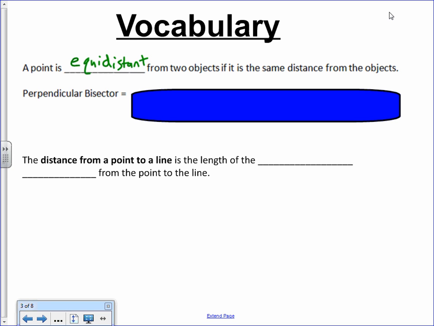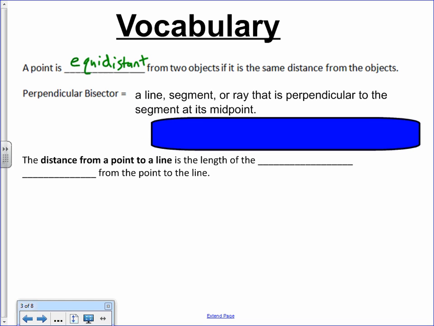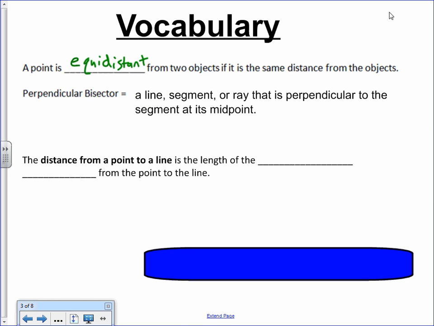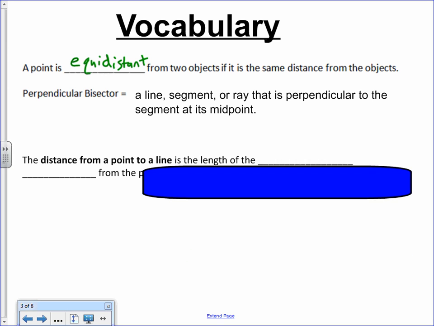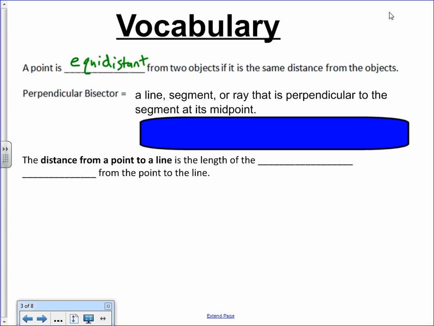Second one is a perpendicular bisector. And we've used perpendicular bisectors before. We've used angle bisectors. They're very similar. But a perpendicular bisector is a line, segment, or ray that is perpendicular to the segment at its midpoint. So it crosses through the midpoint of the line, the middle of the line, and it also is perpendicular to that line. Alright, so that's the second term.